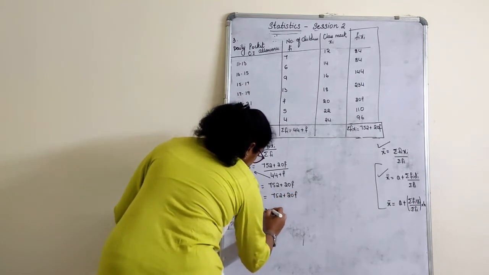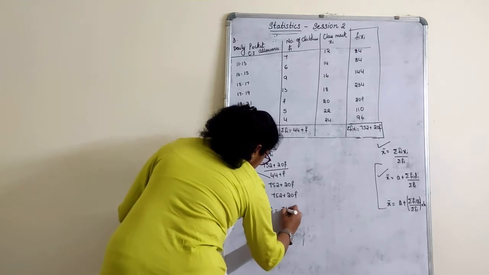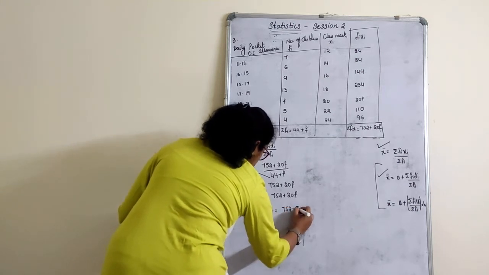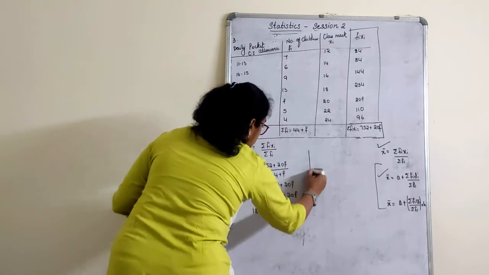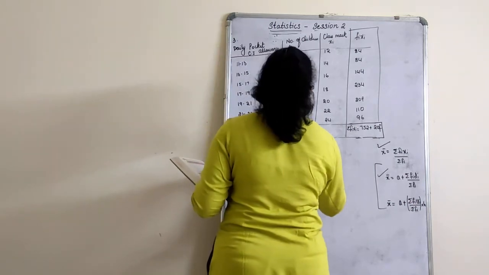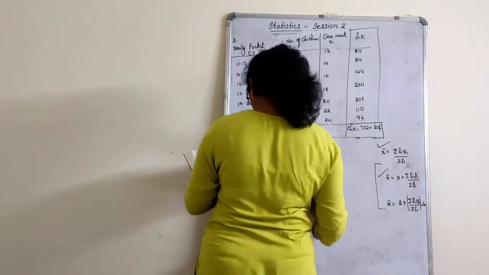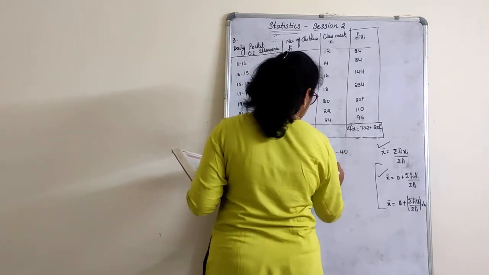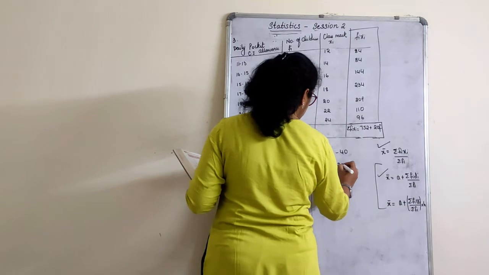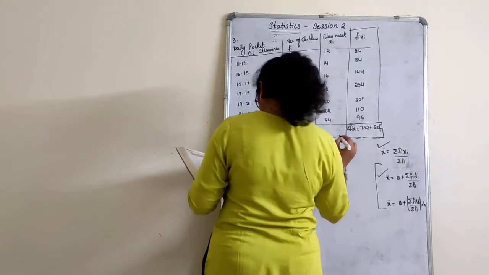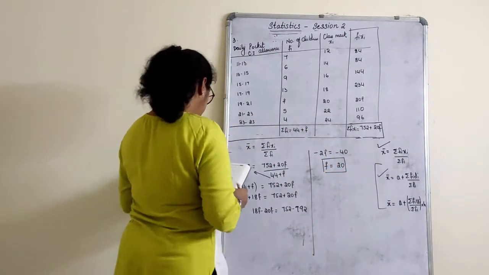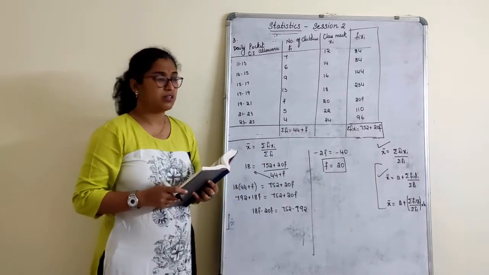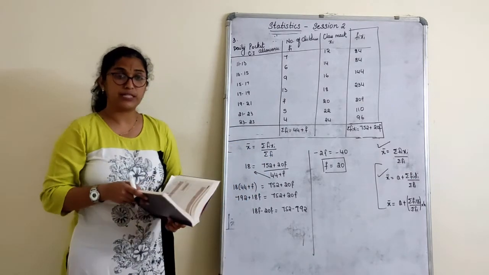18F minus 20F is equal to 752 minus 792. Minus 2F is equal to minus 40. Therefore, F is equal to 20. What they have asked? The missing frequency they have asked. That's all. This is how you find the missing frequency.